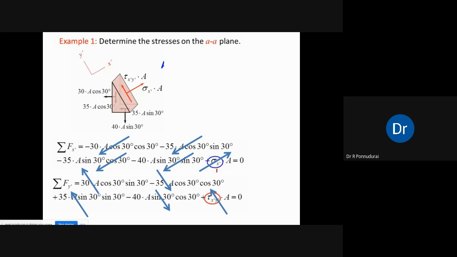When you put these in, the unknown values will be sigma x dash and tau x dash y dash. If you are able to calculate the unknown values using these two equations, we will again get the same answer, instead of taking sigma Fx, we are taking sigma Fx dash and sigma Fy dash. Here again, we get the same answer.